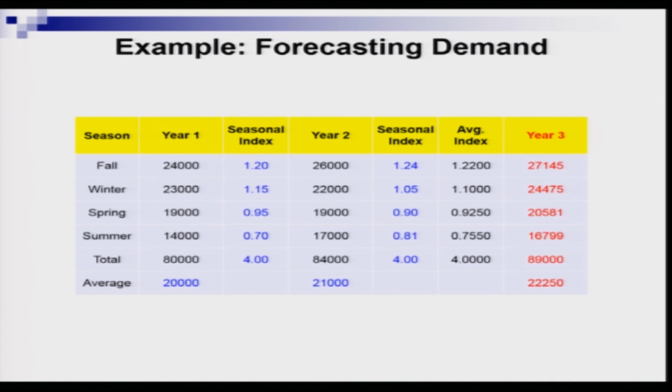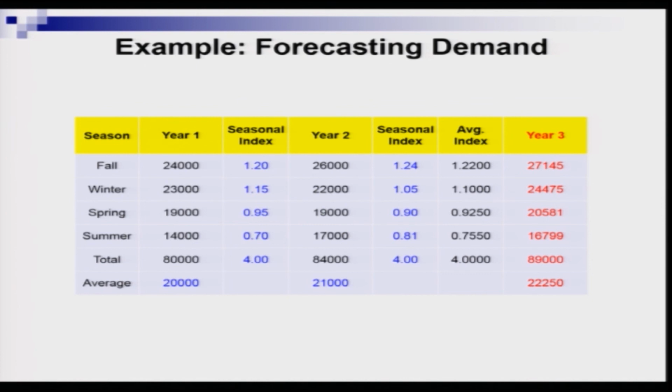We have to take the arithmetic mean of the seasonal index values coming from the 2 years, year 1 and year 2. So, if we again concentrate on the case of fall or autumn season, then we see from year 1 the seasonal index value is 1.20 and from year 2 the seasonal index value is 1.24. So, we take the simple arithmetic mean, and we get an average index value of 1.22. So, that is the mean seasonal index for season fall or autumn.